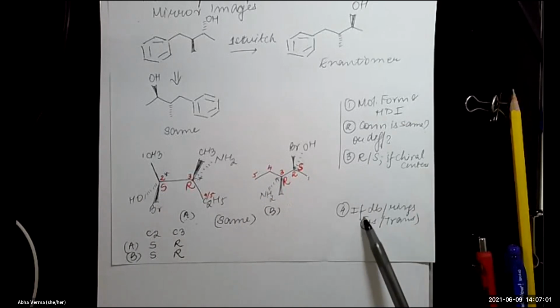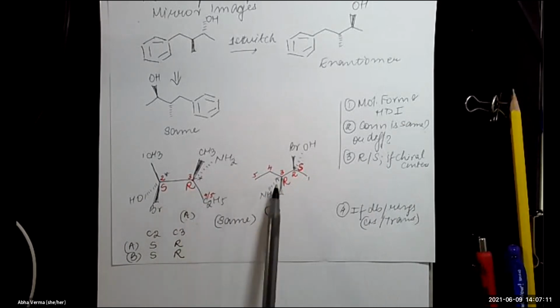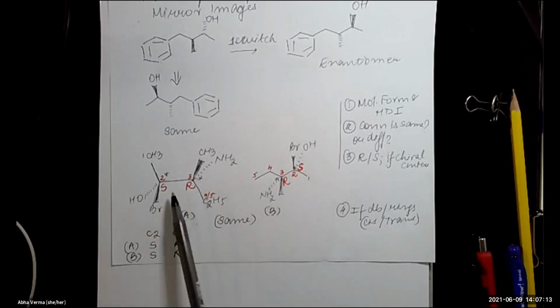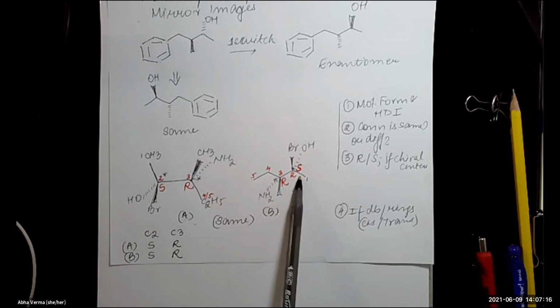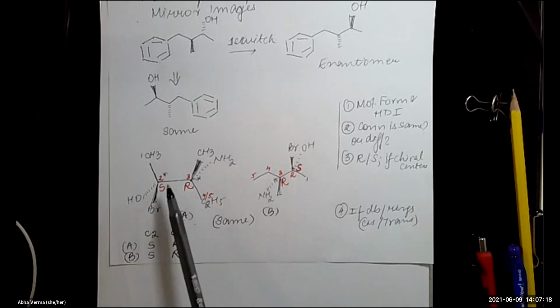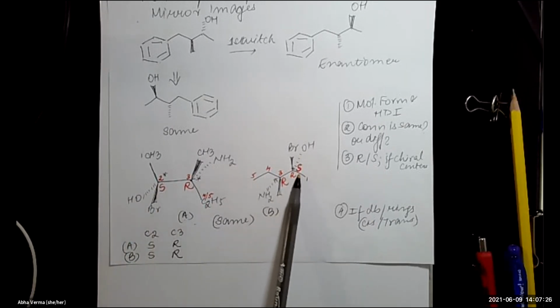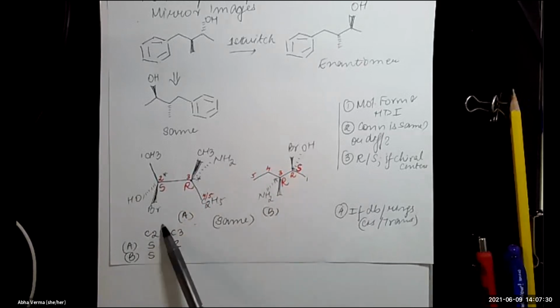If there are no chiral centers but there are double bonds or rings, also check for cis and trans geometrical isomers. Okay? If your R and S are exactly the same, and remember I flipped the structure, but this is still the carbon 2 where bromine and OH is. Carbon 2 where bromine and OH is. So I compared this S with this S, whereas this R and this R are exactly the same. So what do I say? What is the relationship between A and B? They are the same compounds.